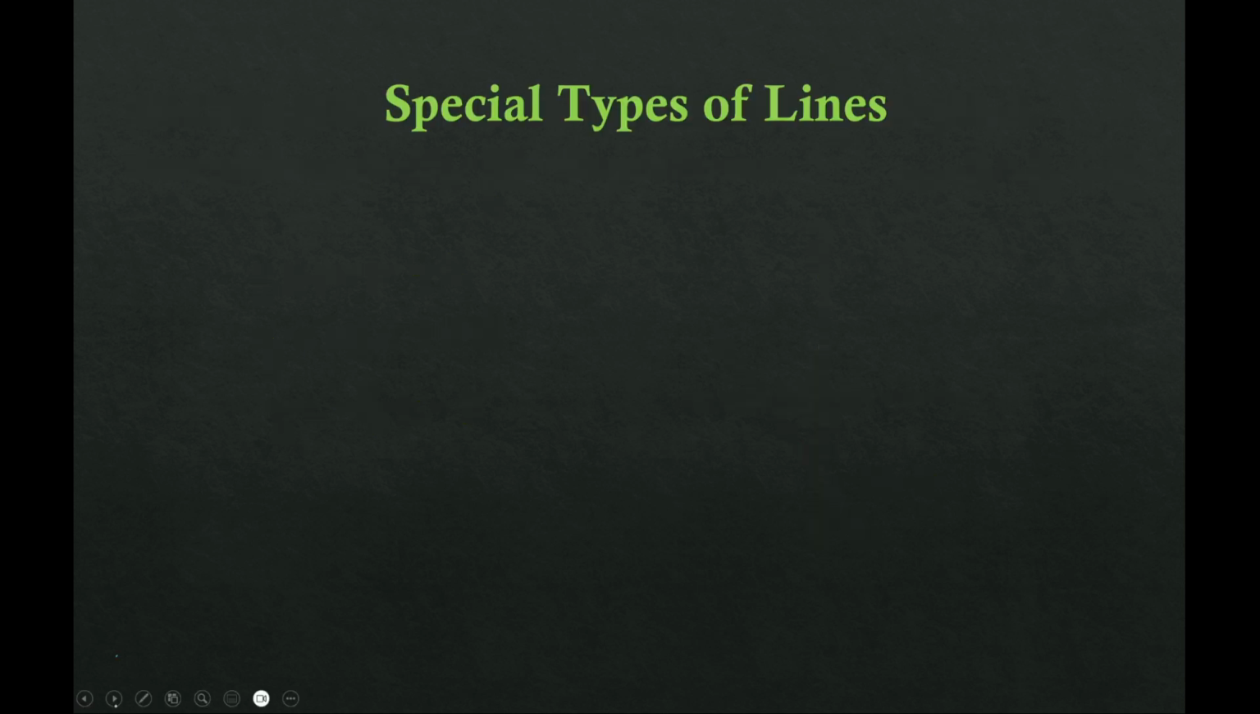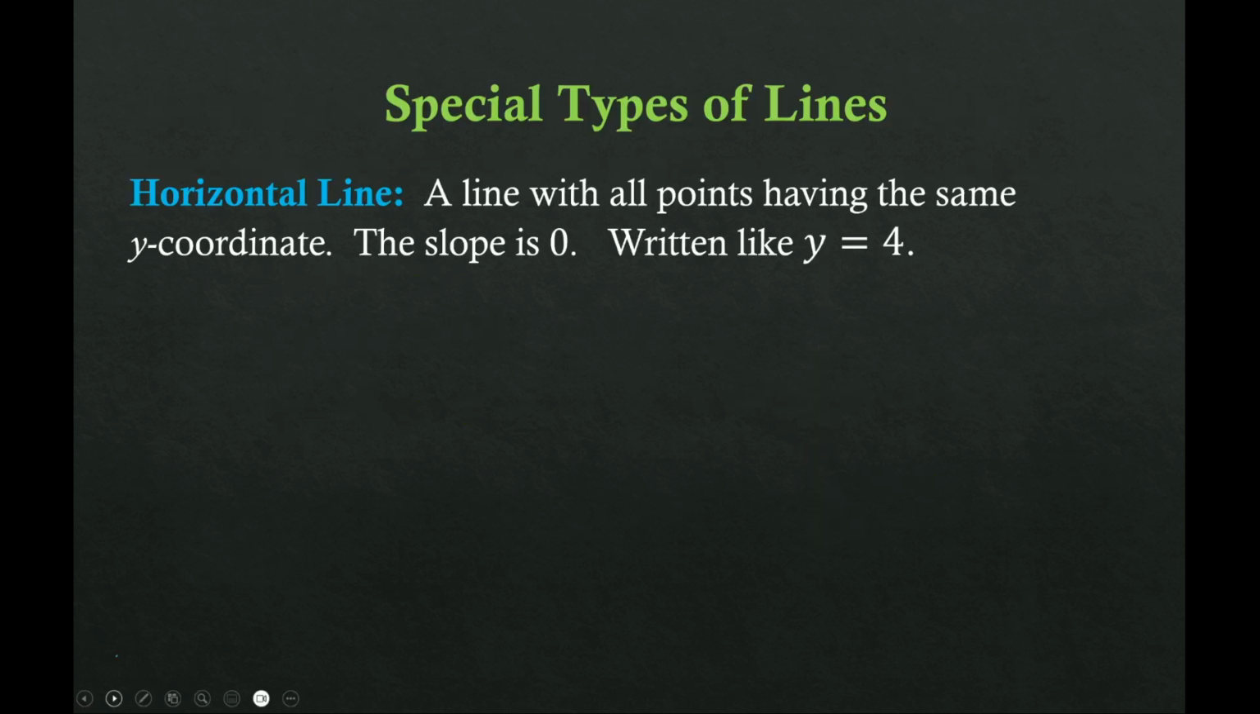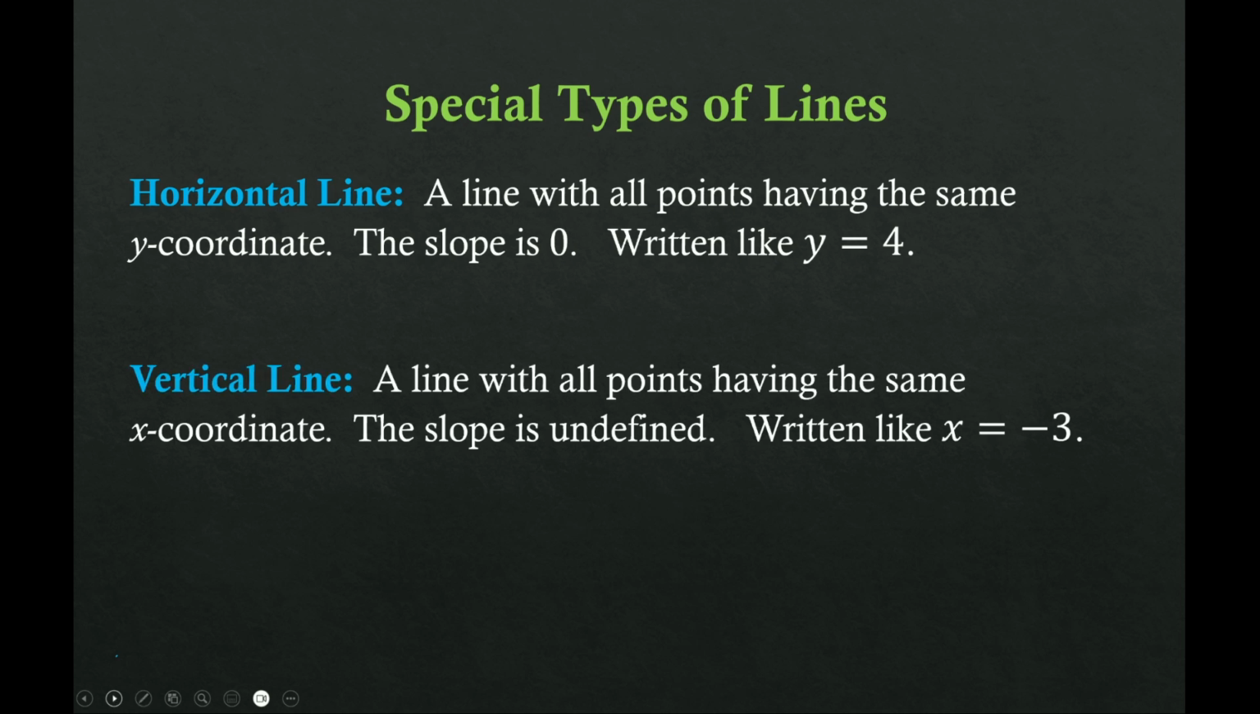Now, special types of lines that we can look at. A horizontal line is a line with all points having the same y-coordinate. The slope is going to be 0. We will write this as y equals 4. A vertical line is a line with all points having the same x-coordinate. The slope will be undefined. We'll write this one in the form like x equals -3.